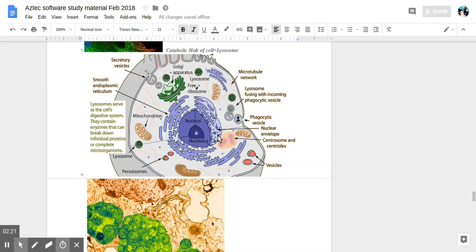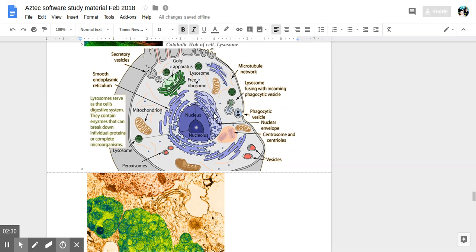are what produce proteins and enzymes, etc. So the cell also has a cytoskeleton or microtubule network, which helps with its shape.